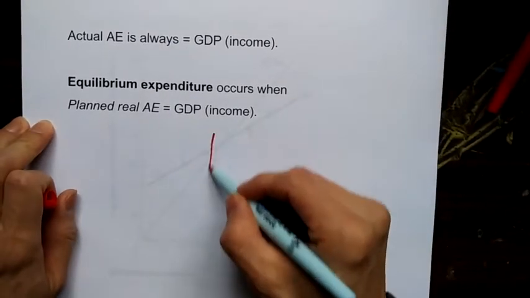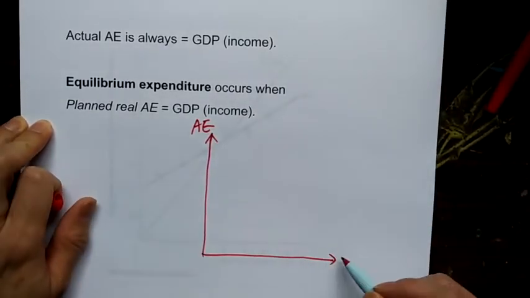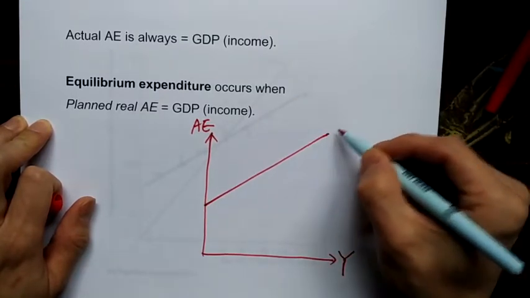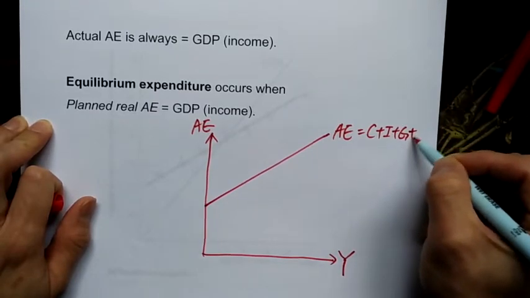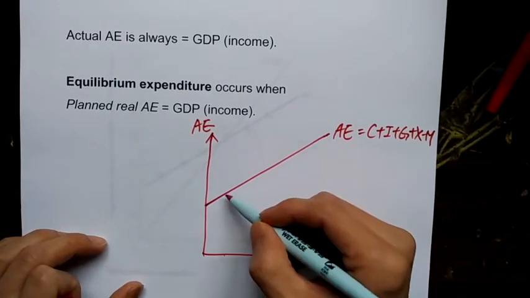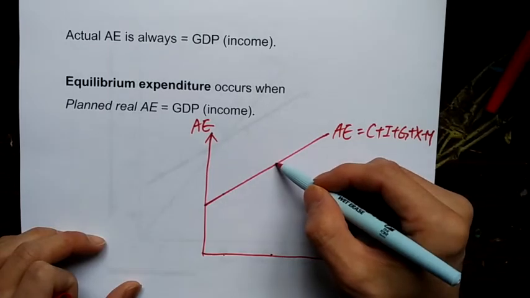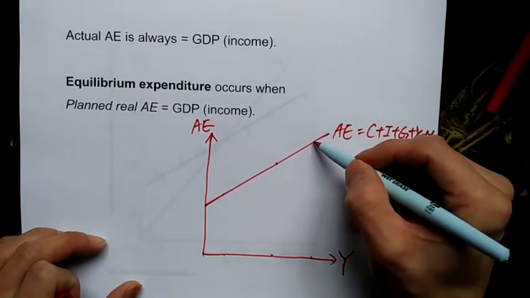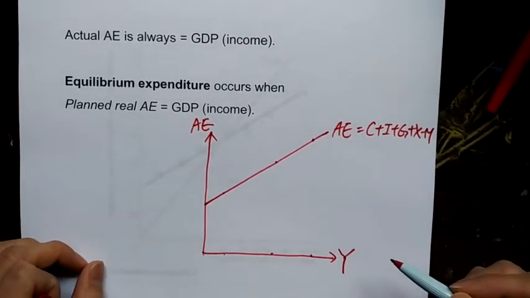Now we have drawn the aggregate expenditure function. Aggregate expenditure function is a function of income, and it looks like this. Okay, so when your income is this, total expenditure is this. When the economy has this income, the planned expenditure is this. When the economy has a higher income, the economy plans to spend more.